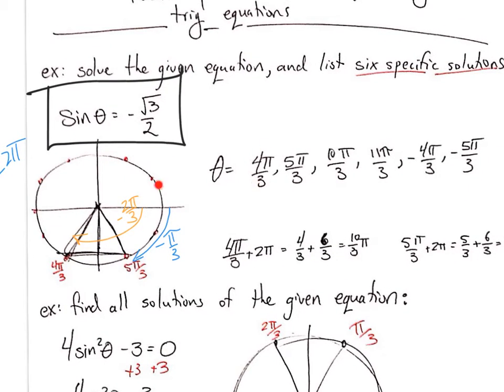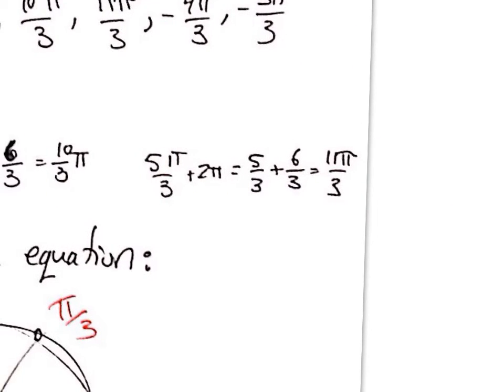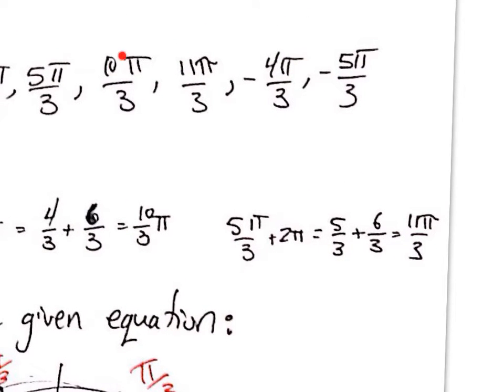So what did I say? 4 pi over 3 and 5 pi over 3, and then I think I went once more around, so here's 4 pi over 3, and then added 2 pi to that. So this right here is just common denominator stuff. So 4 pi over 3, so 2 turns into 6 over 3, and we have 10/3 pi as our next angle around from 4 pi over 3. And then same thing with 5 pi over 3, added 2 pi and came up with 11 pi over 3. So those are these answers right here.